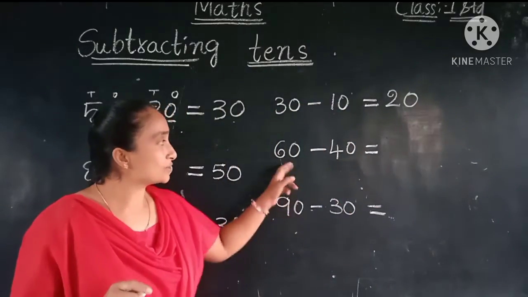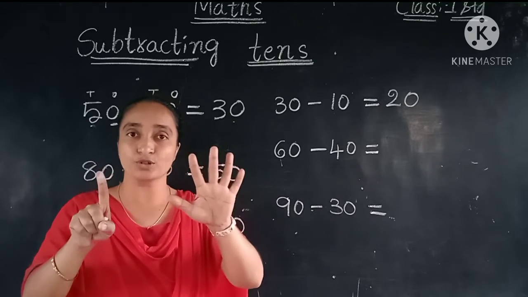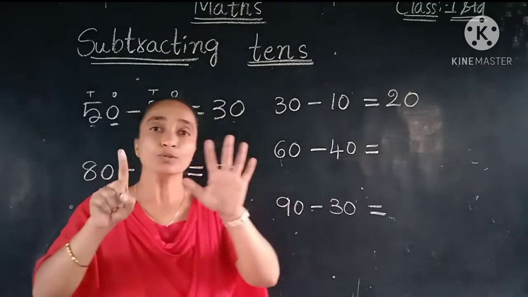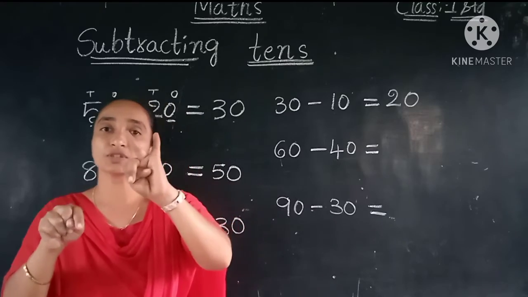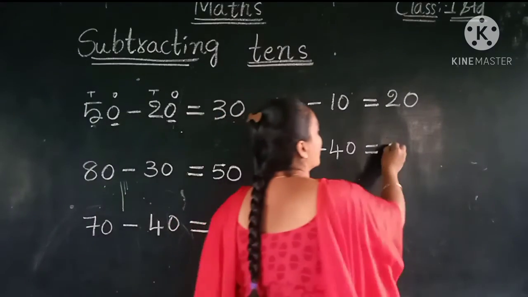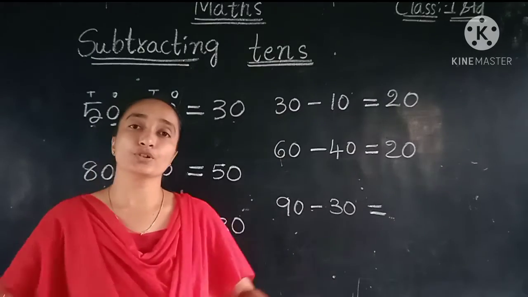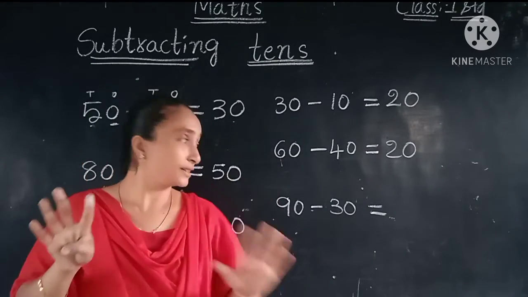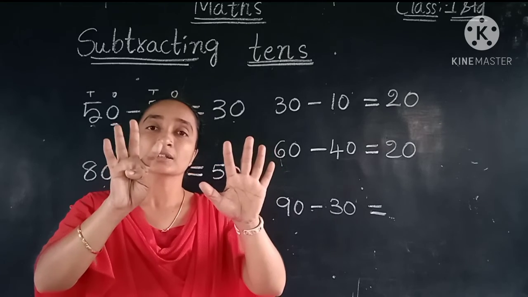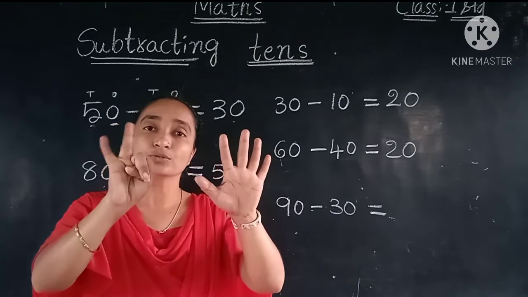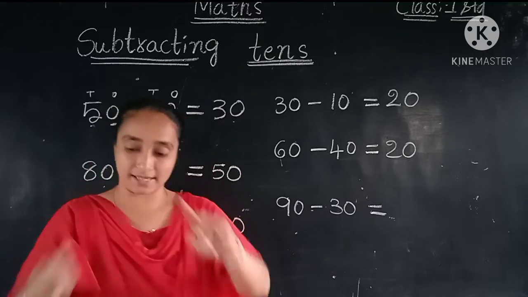Very simple. Now 60 minus 40. Take 6 tens, 60 rupees are there with you. 40 rupees you have spent. 1, 2, 3, 4. So remaining how much? 2 tens, 20 rupees. Now 90 minus 30. You have 90 rupees and you spend only 30 rupees. So here we can do 1, 2, 3. Remaining how much is left now? Yes, 6 tens, 60 rupees.